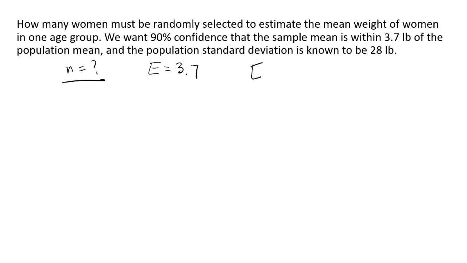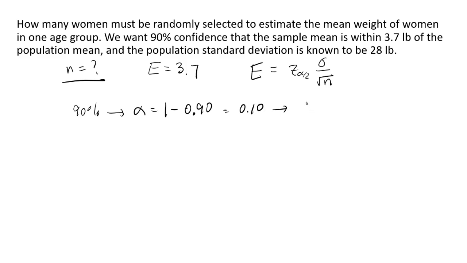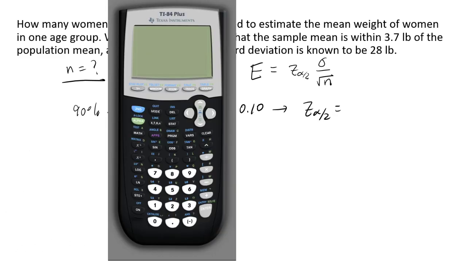Now recall the formula for the margin of error, which is E equals Z alpha over 2 times sigma over square root of n. And because 90% is given, 90% confidence level means that the alpha value is 1 minus 0.90, which is 0.10, and that gives you the critical value Z alpha over 2 by using a calculator.